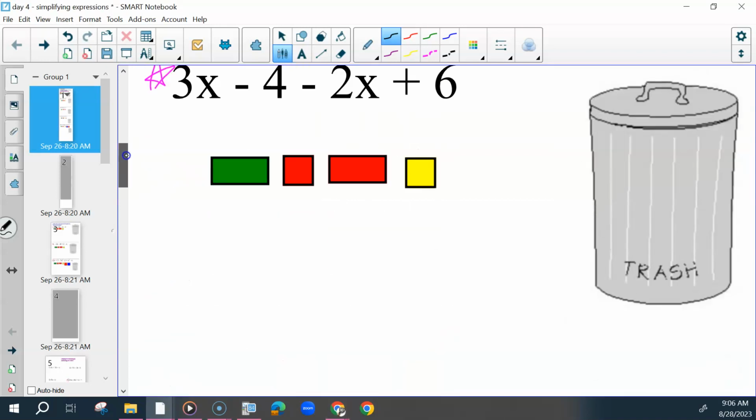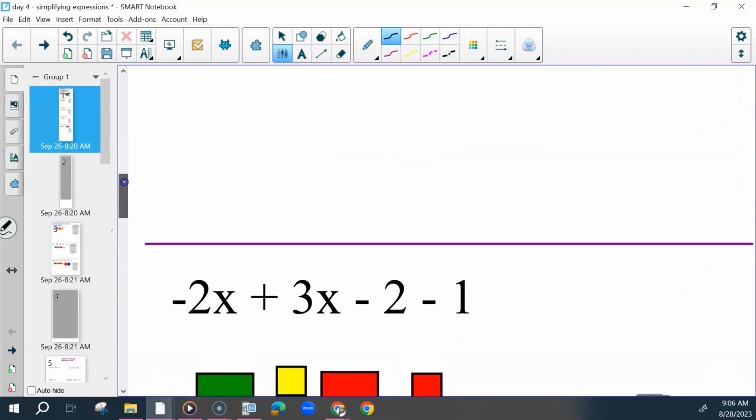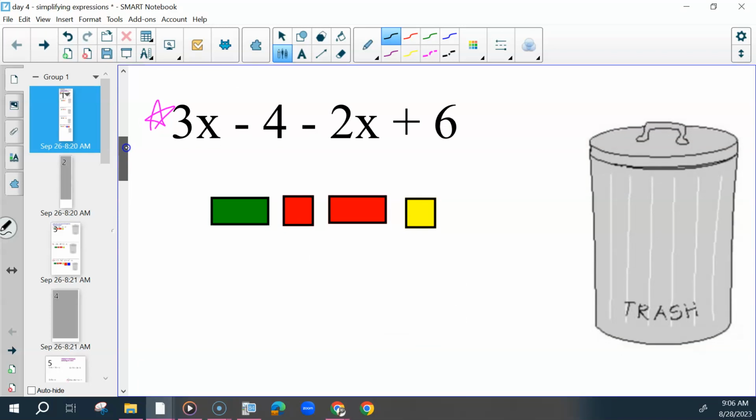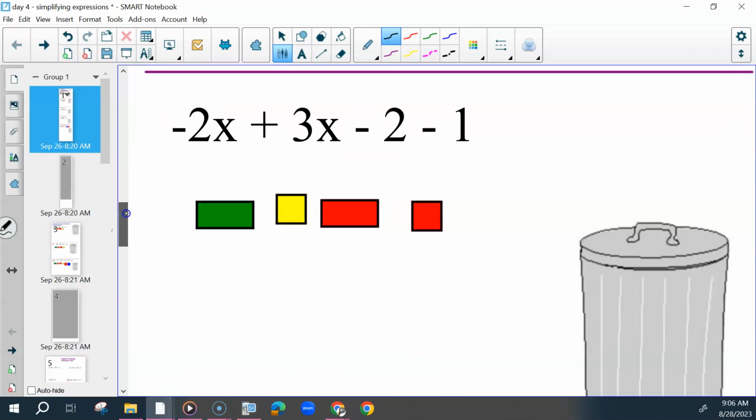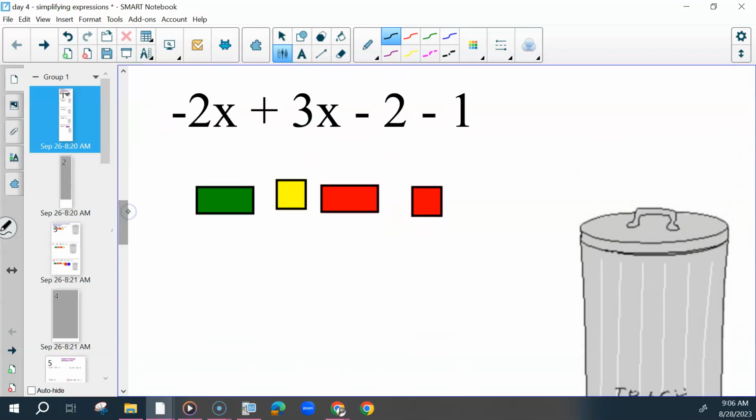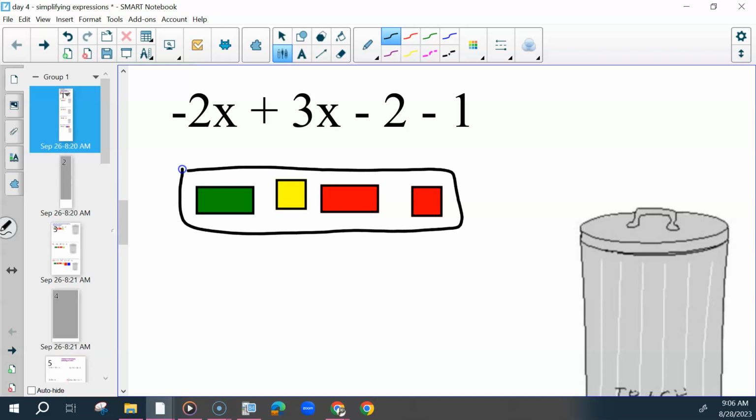Let's go on to the next one. Alright, so again, we are modeling negative 2x. How would we model that?